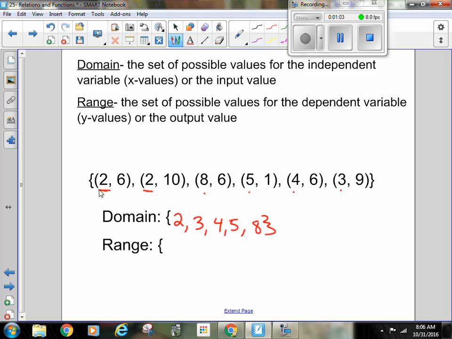You write each value only once, and you go smallest to largest. So 1 is my smallest value. Then next I have 6. I have 1, 2, 3 6s. Now remember, I only write it once. Then I have a 9, and last I have a 10. And we put them in the braces, those swirly lines.